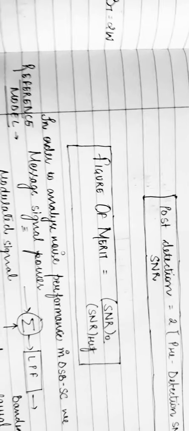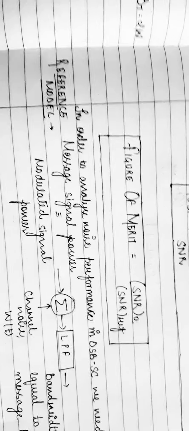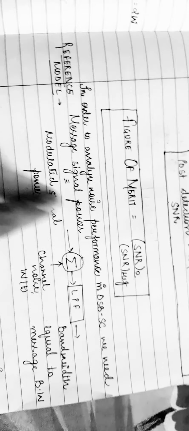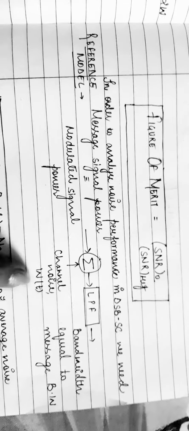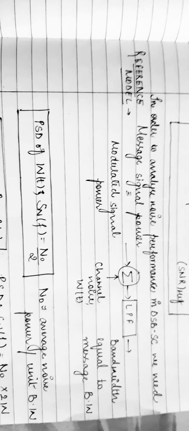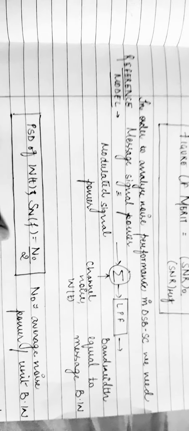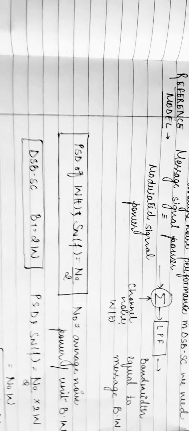Now, in order to analyze the noise performance in double sideband, we need a reference model. So we consider a reference model over here. Here we have an input, the message signal power or modulated signal power, combined with the channel noise denoted by w(t), or we can say the front end receiver noise, and it is passed through a low pass filter. We know that the power spectral density of w(t), that is white noise, is equal to N naught by 2, where N naught is the average noise power per unit bandwidth.